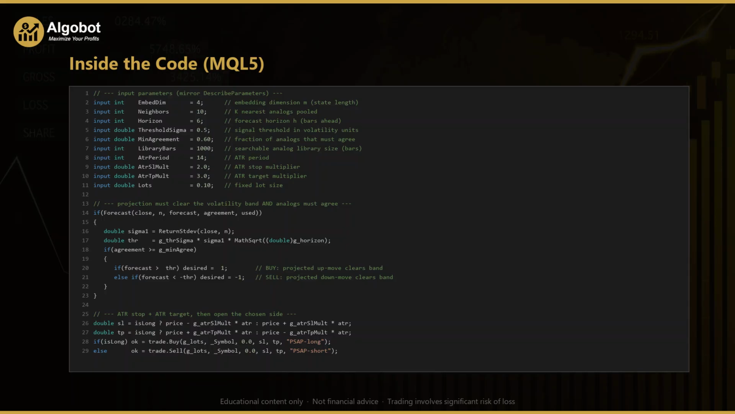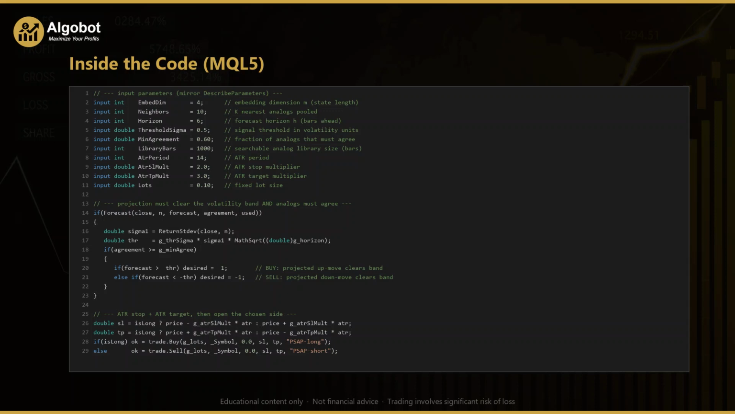Now the signal block. The code calls forecast to build the projection. It computes the return standard deviation, then a threshold equal to ThresholdSigma times the square root of the horizon. If the agreement is at least the minimum, it checks the forecast. When the forecast is greater than the positive threshold, desired is set to 1. That's the long condition. When the forecast is less than the negative threshold, desired is set to -1. That's the short condition. Notice both sides use the very same machinery, just mirrored around 0.